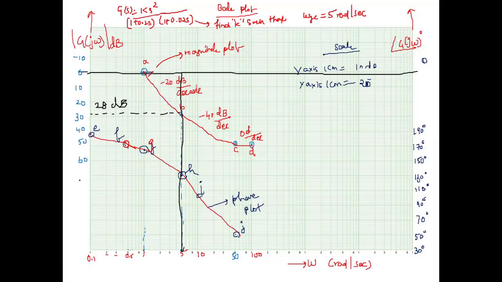If you want to make 28 dB into 0 dB, what will you do? You have to just add minus 28 dB. That extra factor you are adding is useful to find the value of k. If you want to make 28 dB into 0 dB, you add an extra minus 28 dB, and that will decide the value of k.